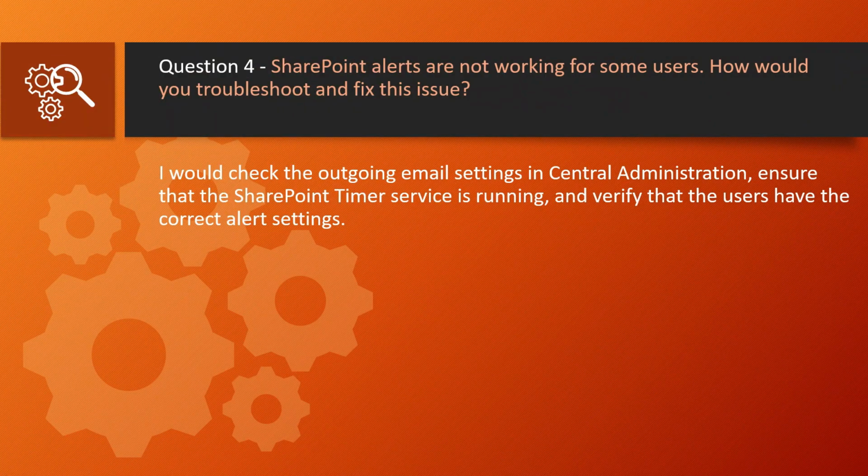Here the question is, the user has set alerts, but alerts are not coming to them. Then how would you troubleshoot and fix this type of issue? To fix this, you first need to check the outgoing email setting in the Central Admin and ensure that the SharePoint timer service is running. You can check the SharePoint timer service from the services option, and you can also verify that whatever alert setting you have configured is correct or not.